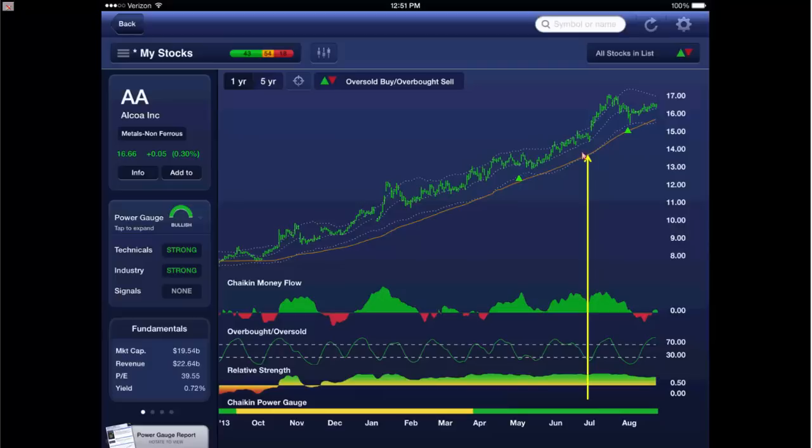And here's what it looked like. Oversold, bullish Power Gauge rating, strong money flow, and they reported better than expected earnings, and the stock gapped up and kept going to 17. So for $14.98 in a very mundane company that's recasting itself, it no longer just smelts aluminum and sells Reynolds Wrap, they actually make end user products for automotive and aerospace.